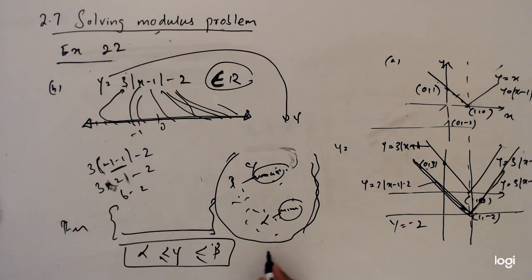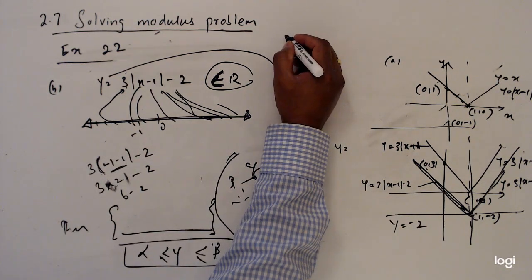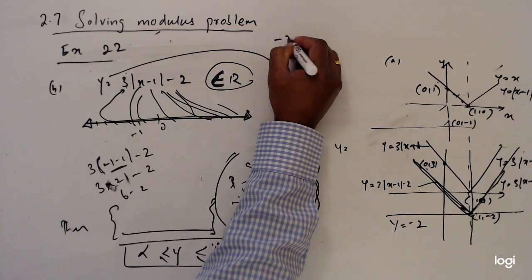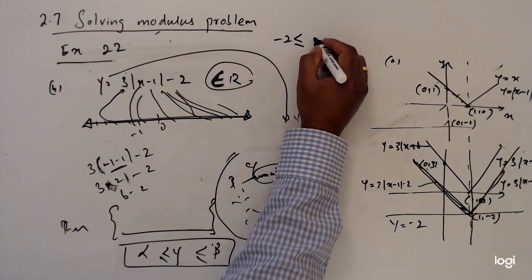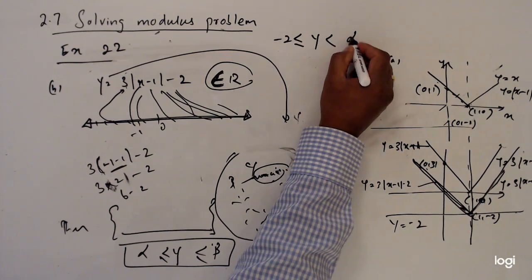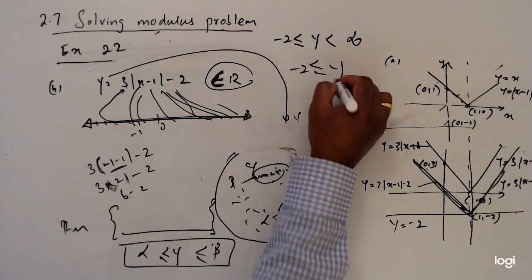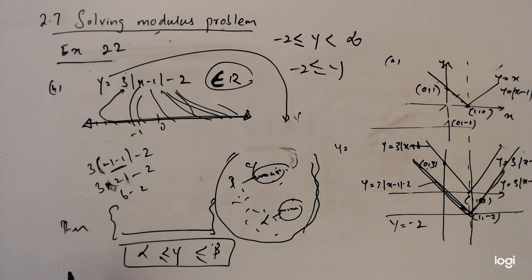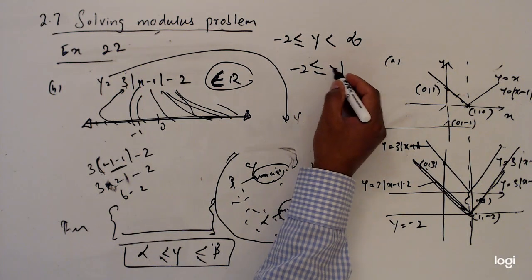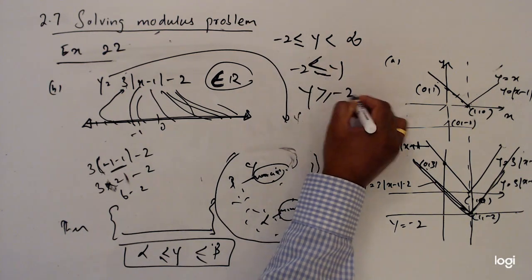So then we can write the range in two ways, either minus 2 less than or equal to y less than infinity, because equal is also there, or y greater than or equal to minus 2. You can write like this as well.